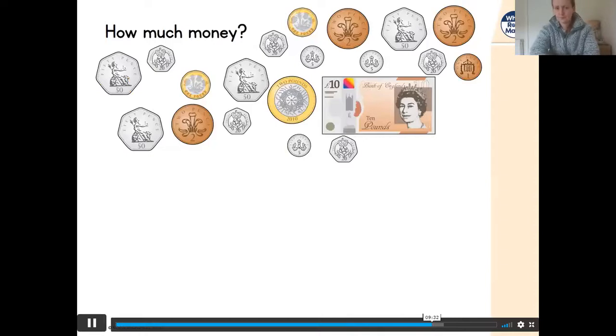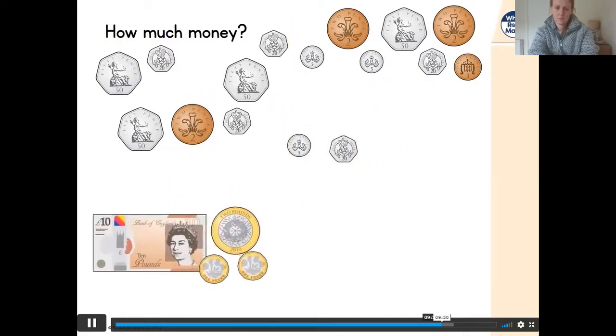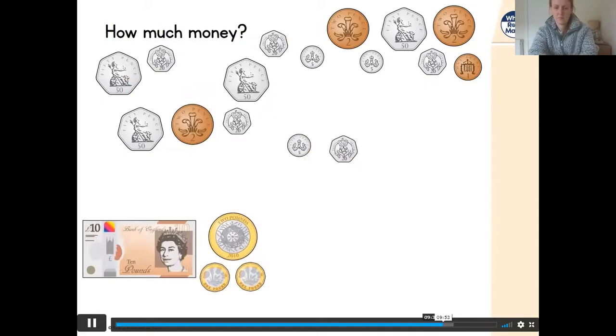Sometimes we might be faced with this situation. How much money is here? And all the coins, and we've got a note, they're all jumbled up out there. It's a bit chaotic. So how I like to do counting money when we've got this situation is separate out our coins into the same coins, and you'll see what I mean. So I'm going to start with my largest amount. So I'm going to start with my note and my pound coins. So I've got a £10 note, I've got a £2 coin and two £1 coins. So I know 10, 11, 12, 13, I've got £14 there.